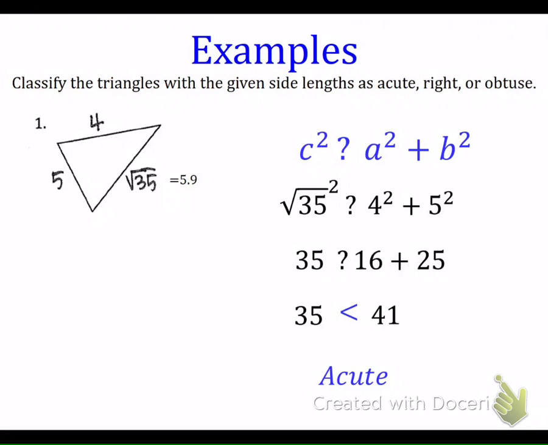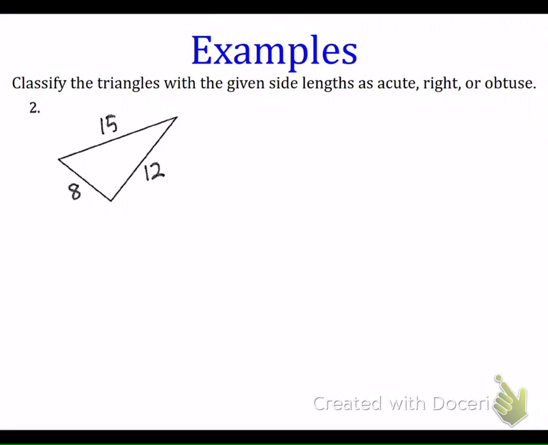You've got numbers with no triangles. I'm sorry, I'm on example 2. Oh, my fault. All right, so example 2, the side lengths are 8, 12, and 15. Which one has to be the C? 15. So I'm going to do 15 squared. Not sure what symbol's going to go in between them. But then I'm going to have the 8 squared and the 12 squared as my A and B.